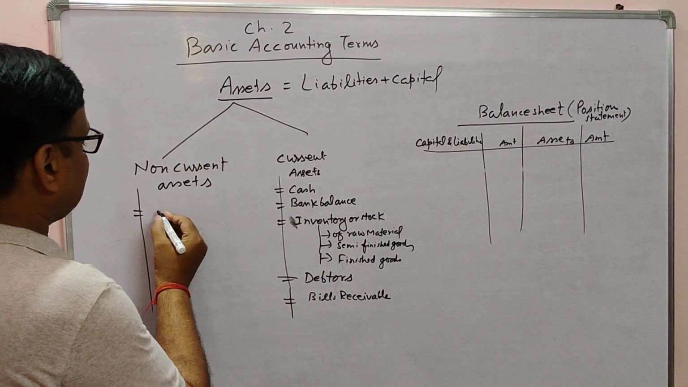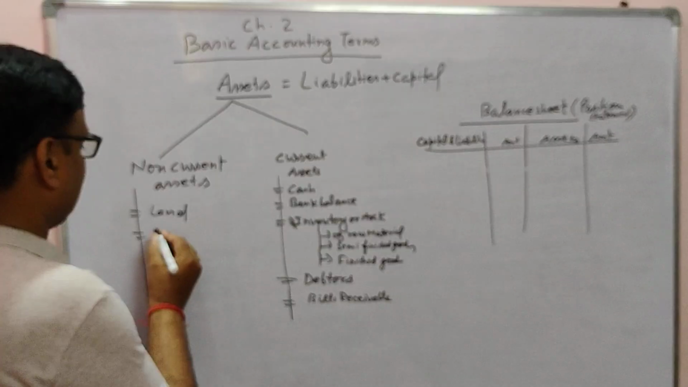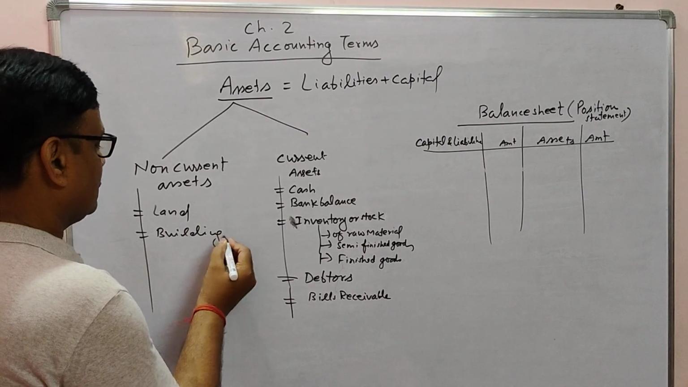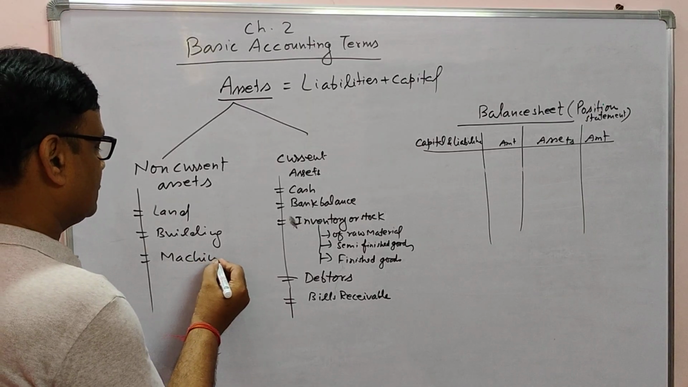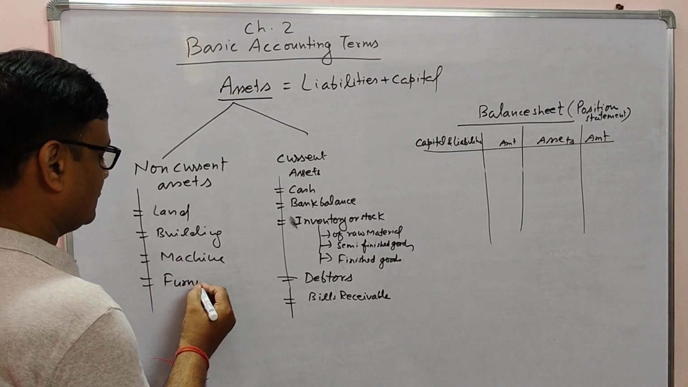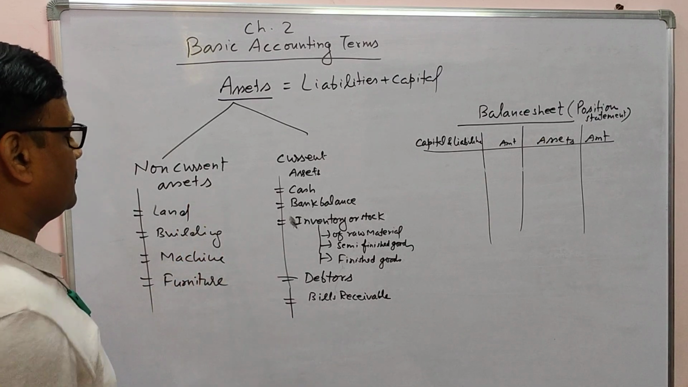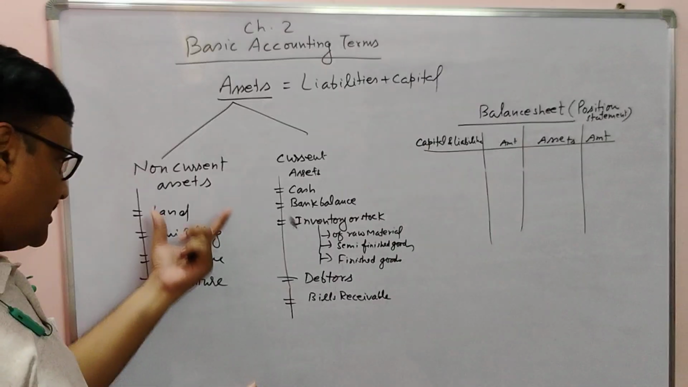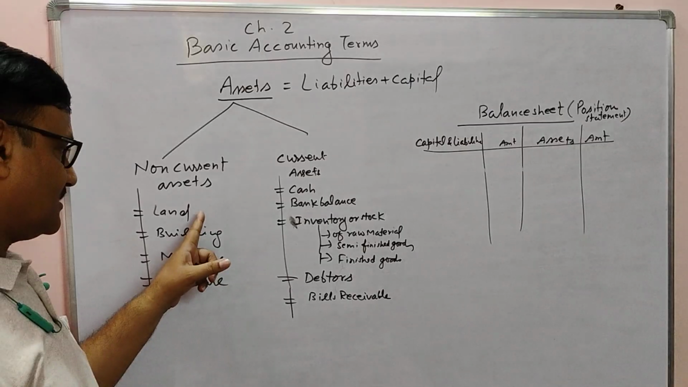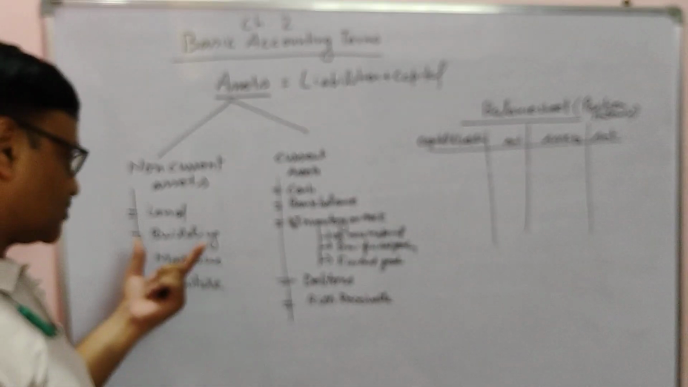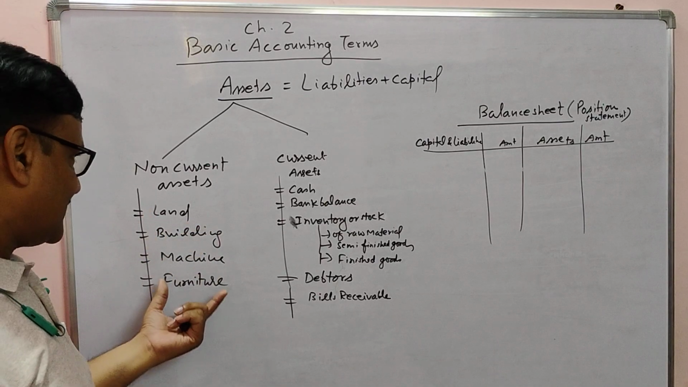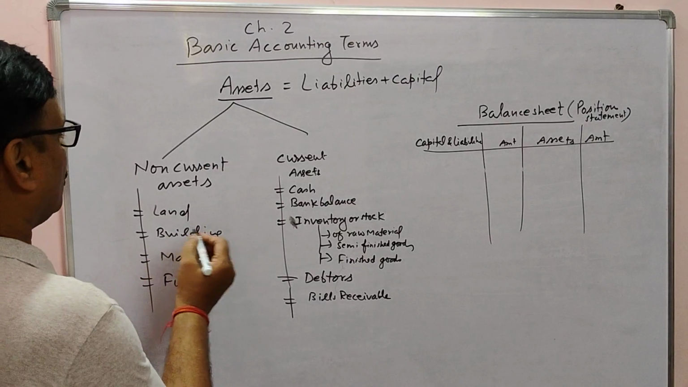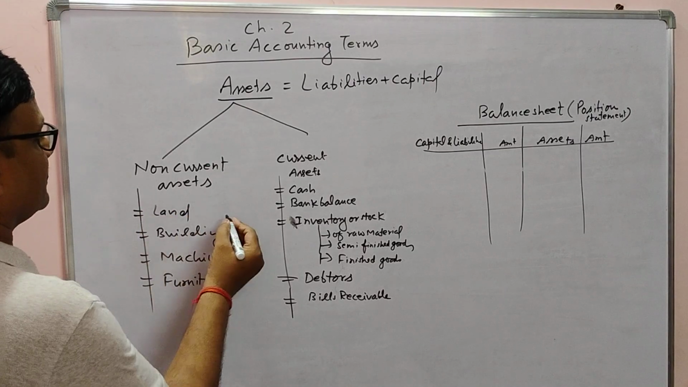So which are such assets? Like land, like building, like machinery, like furniture. All of these, in the near future, do not see changes. Once invested money in these assets, they will be used for a long period of time and they will generate income, revenue for its owner. So these are assets and these are non-current assets, which we also call fixed assets.